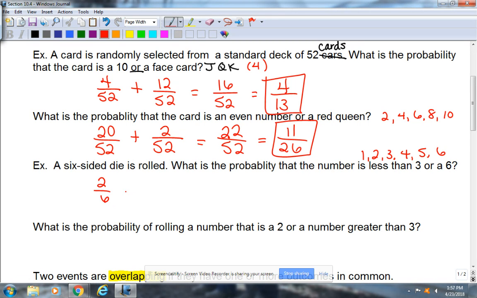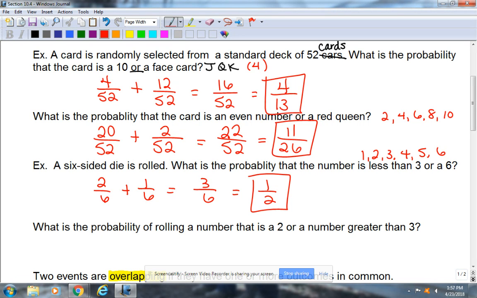6. 2 over 6. Plus, how many 6s are on a die? 1. 1 out of 6. That's 3 over 6. And then that's a half. So the probability that I roll a number that's less than a 3 or a 6 is a half. Got a 50-50 shot.